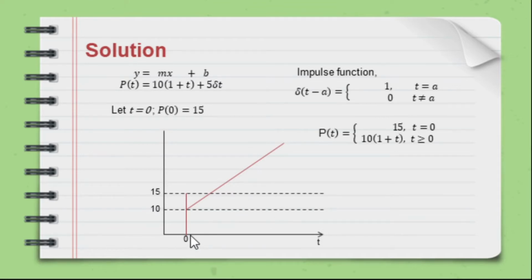15 straight line here. However, with the definition of the impulse function here, if t is not equal to a, delta equals 0, so this portion will be 0, and we are left with this equation 10 times the quantity 1 plus t, which is the slope. That is why we have this function here, P of t equal to 15 if t equals 0, and 10 times the quantity 1 plus t if t is greater than 0.